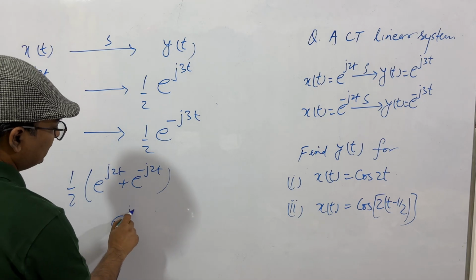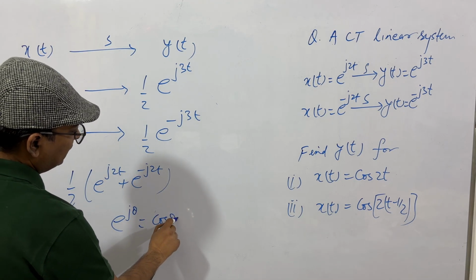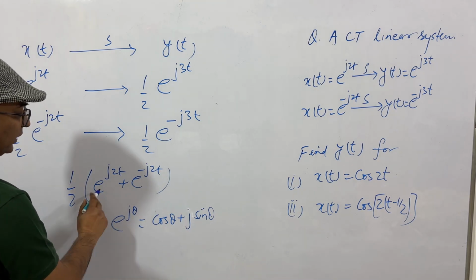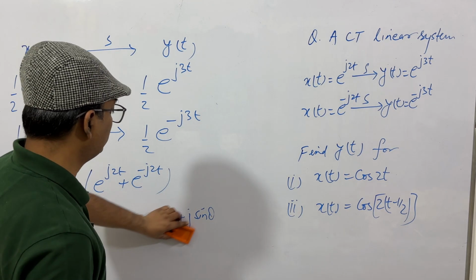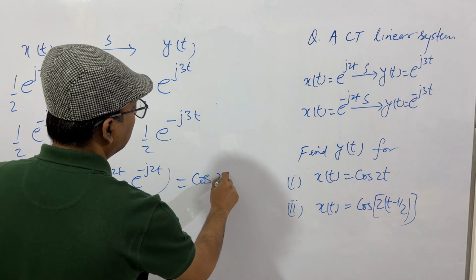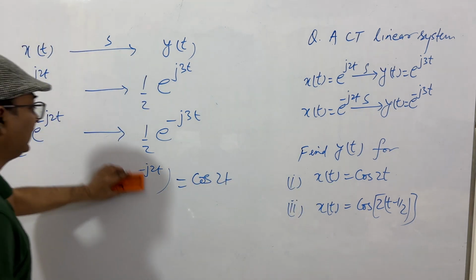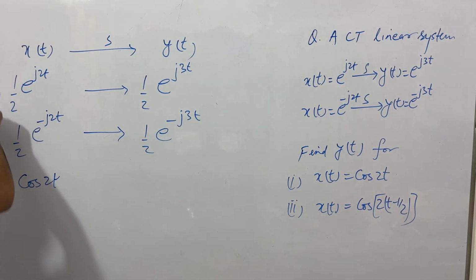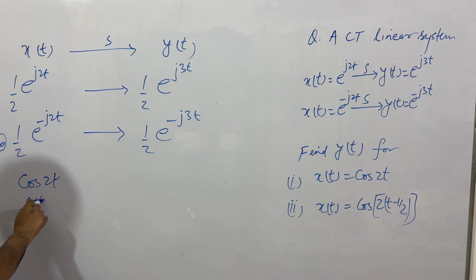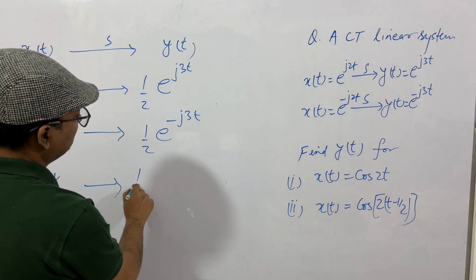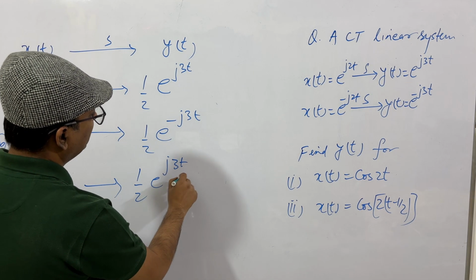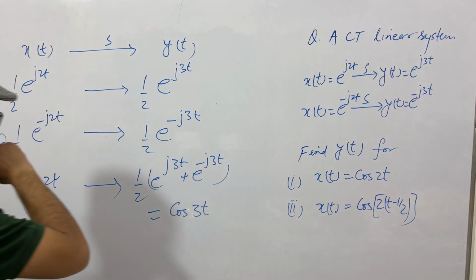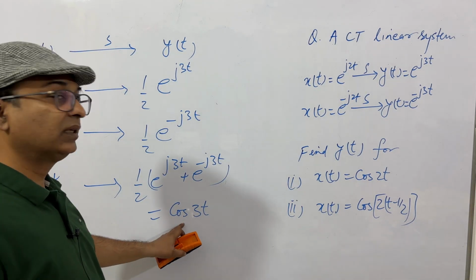What is e^(jθ)? It is cos θ plus j sin θ, and in case of minus j, it is cos θ minus j sin θ, so that e^(j2t) plus e^(-j2t), this is simply cos 2t. This we have to find, the first problem. So if we add these two, we get cos 2t, that is a plus b. The output will be this plus this, half e^(j3t) plus e^(-j3t). Again, this is equal to cos 3t. So if the input is cos 2t, the output will be cos 3t.